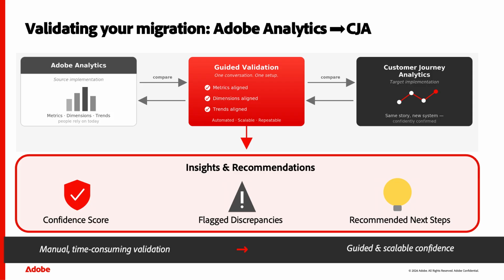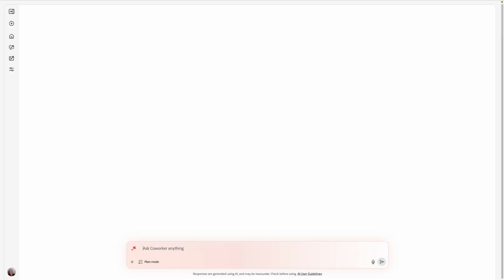This skill helps streamline that work by guiding you through the setup in a single conversation, comparing data across implementations, and returning insights and recommendations to help support the upgrade. I'm starting here in Coworker with a new chat. Validate my company's upgrade from Adobe Analytics to Customer Journey Analytics.